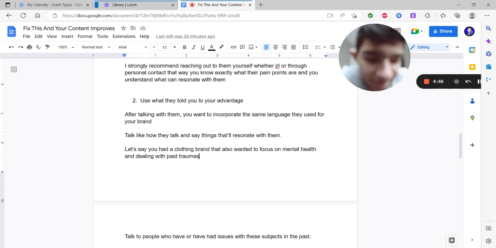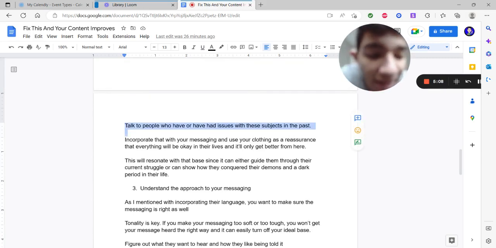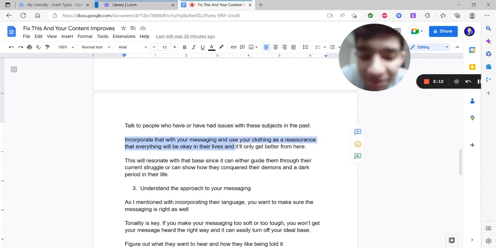So to put this in more perspective, and to give an example, let's say you had a clothing brand that also wanted to focus on mental health and dealing with past traumas. You talk to people who had issues about these in the past, or even are currently dealing with these things. Incorporate your messaging in a way where you can use the clothing as a reassurance that everything will be okay in their lives, or that it'll only get better from there.